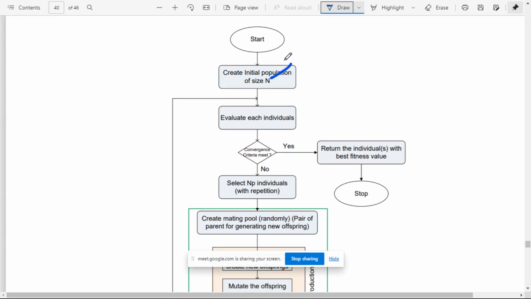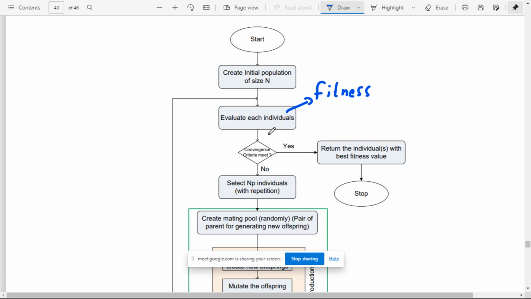So in a simple genetic algorithm, what happens? Initially we start with the initial set of population n. Okay, and then we evaluate each individual. This is also called evaluating the fitness of each individual. Okay, so we assign a fitness score to every individual, and then we take the one with the highest fitness and check whether convergence is met or not.